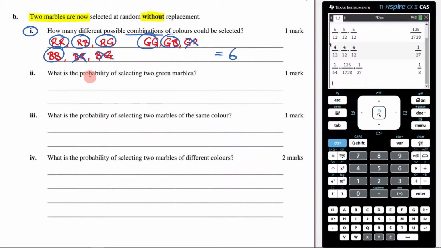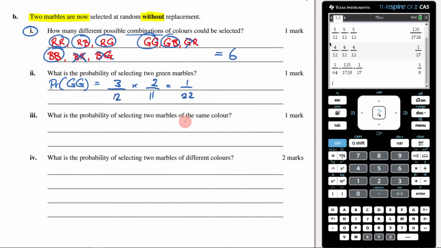Okay, next, what is the probability of selecting 2 green marbles? So let's think about this. The probability of a green and then a green. Well, if we know that there are 3 greens out of a possible amount of 12, and then we're also not replacing it. So once we've selected 1 green, that means there's 1 less, and there's also 1 less in total. And that means we're going to get 1 on 22 there.